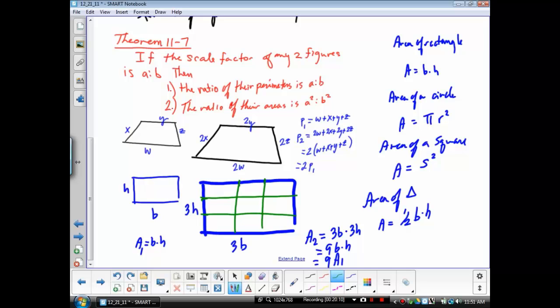Okay? So, again, Theorem 11.7, and I could do it more general, but Theorem 11.7, if the scale factor of two figures is a to b, then the ratio of the perimeters will be a to b, which is your scale factor. The ratio of areas is the square of that scale factor, a squared to b squared.